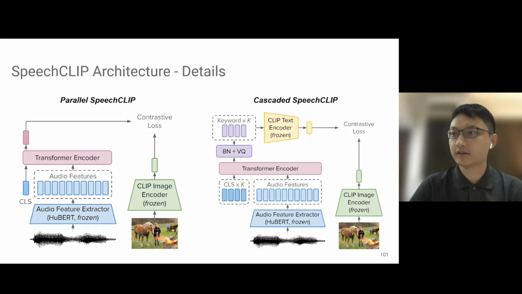For a cascaded version on the right, overall, we use the same way to minimize our loss, but instead of directly summarizing all the audio features from the HuBERT, we design multiple CLS vectors. These vectors are used to select some related subwords from the speech utterance. We call the selected subwords keywords, and then the keywords are passed into the CLIP text encoder to get a final representation. So in the cascaded version, our model has to predict the appropriate keywords from the speech utterance to minimize the contrastive loss. I will then explain the details of subword selection in the next slide.